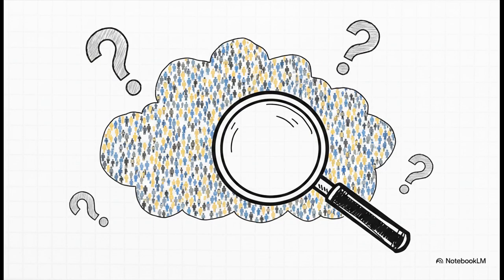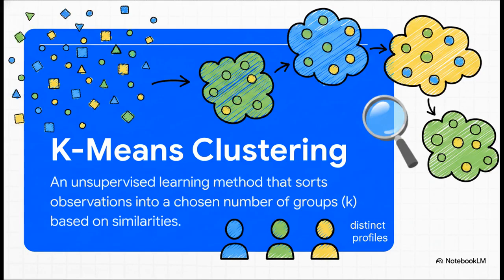All right, so PCA is great for simplifying things. But what if your problem is different? What if you need to find natural groups in your data from the ground up? For instance, how do you segment your customers when you don't have any predefined categories to start with? Well, for that job, we grab a tool called K-means clustering.